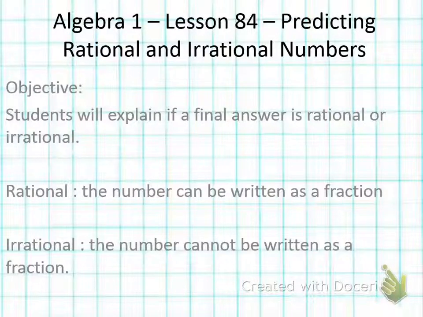Okay, this is lesson 84, predicting rational and irrational numbers. The objective: students will explain if a final answer is rational or irrational. So, rational numbers are numbers that can be written as a fraction. The key word in rational is ratio, and whenever we write a fraction, it's a ratio. So can it be written as a fraction, yes or no? If yes, it's rational. If not, it's irrational, meaning you can never write it as a fraction.